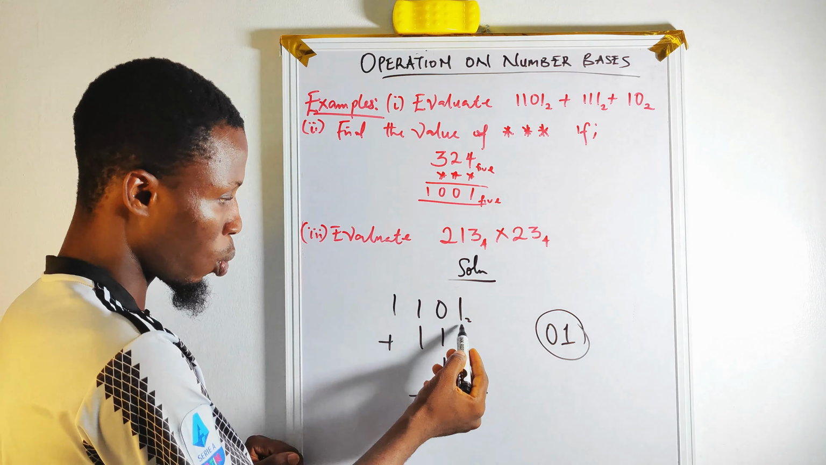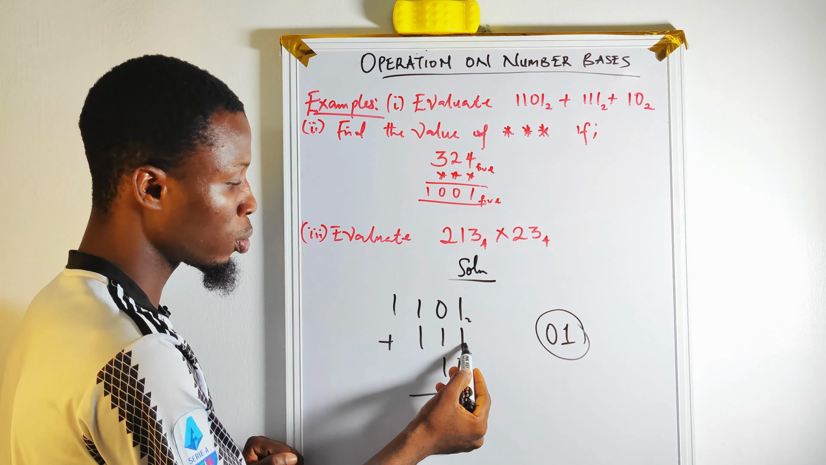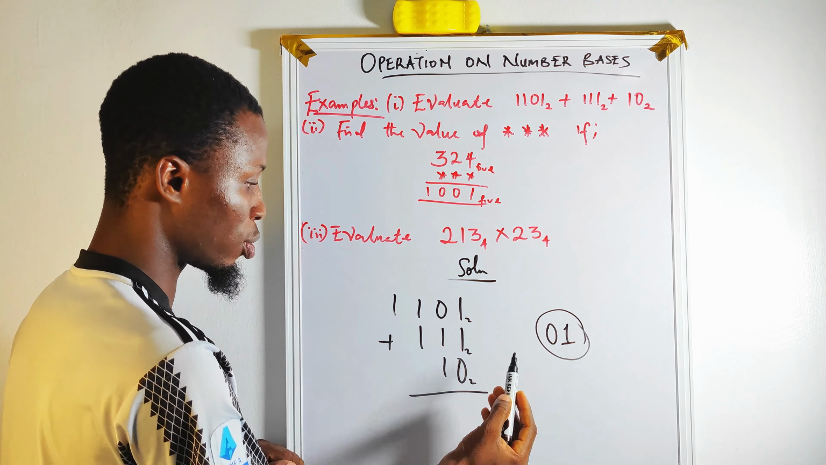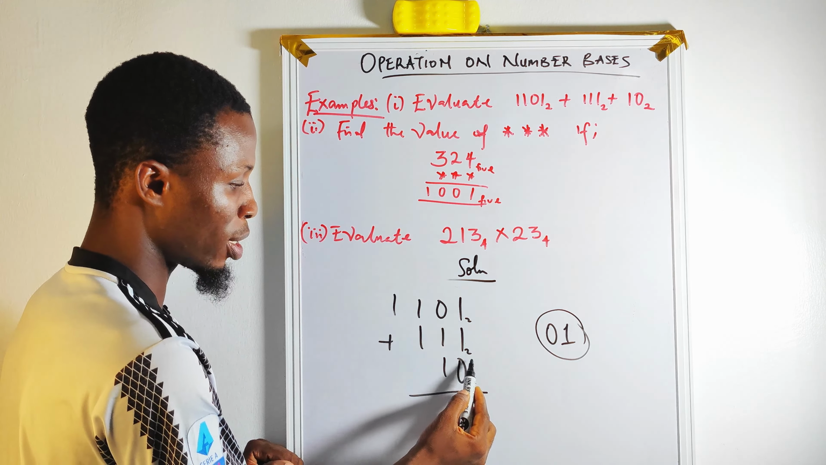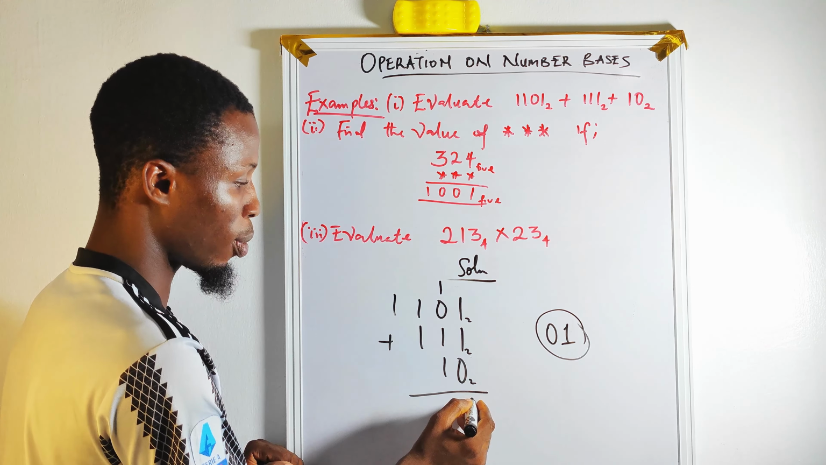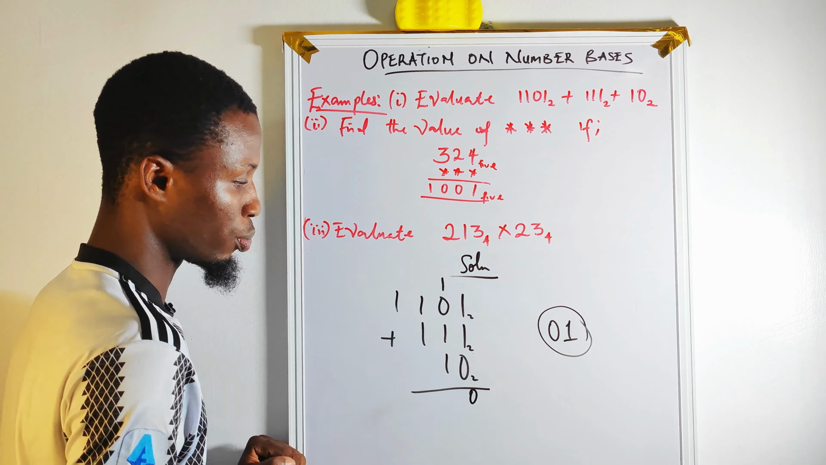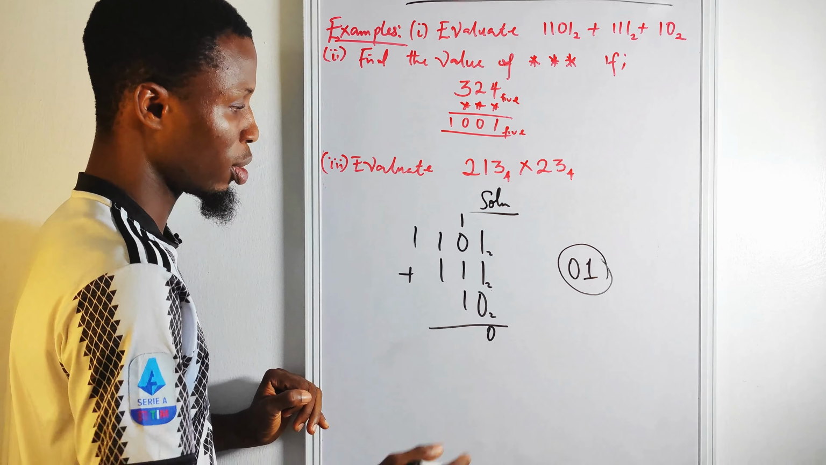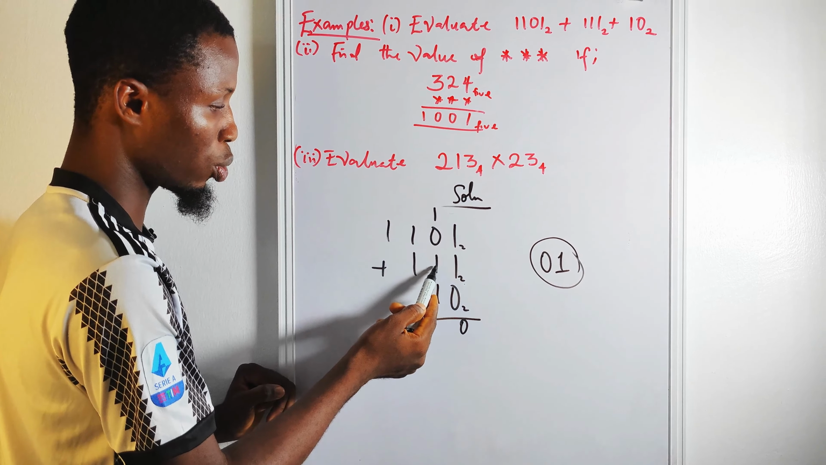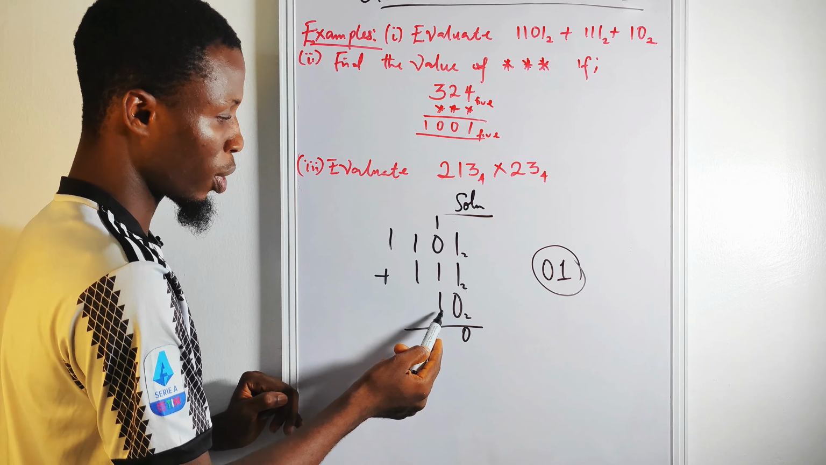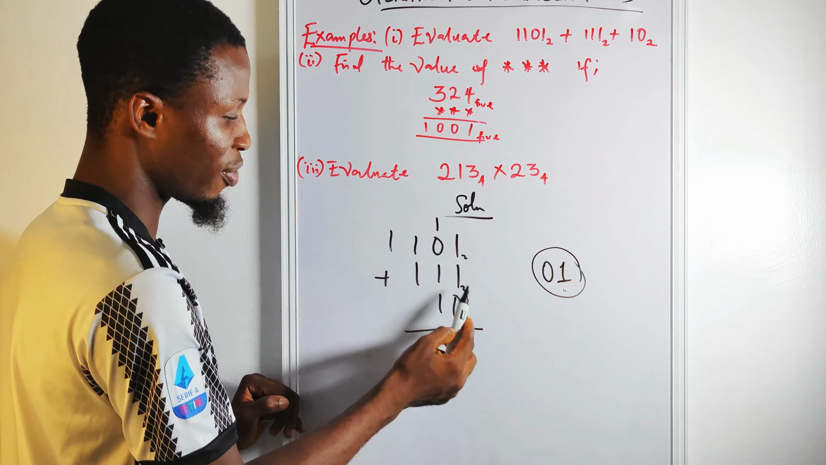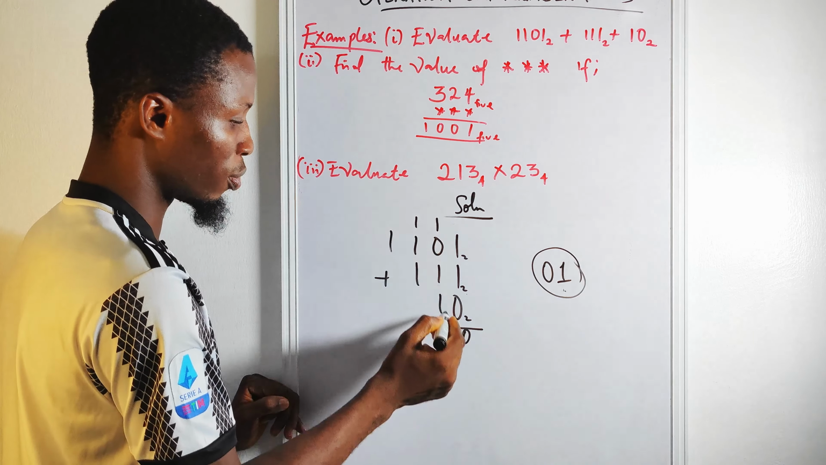So let's start. 1 plus 1, that's 2, plus 0, 2. 2 is not an element under this, so we are going to divide your answer by the base, which is 2. So 2 divided by 2 is 1, remainder 0. Can you see that? So let's continue. 1 plus 0, 1 plus 1, 2 plus 1, 3. 3 is not a digit in base 2, so we say 3 divided by 2 is 1, remainder 1.